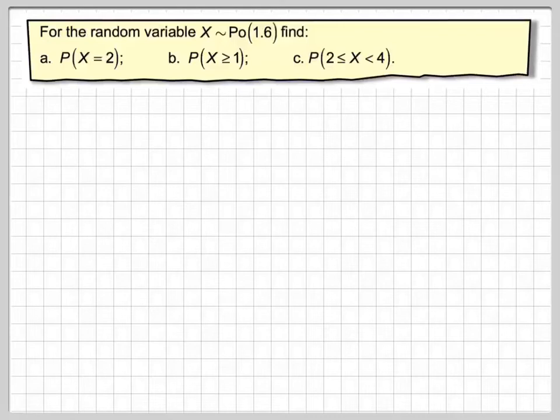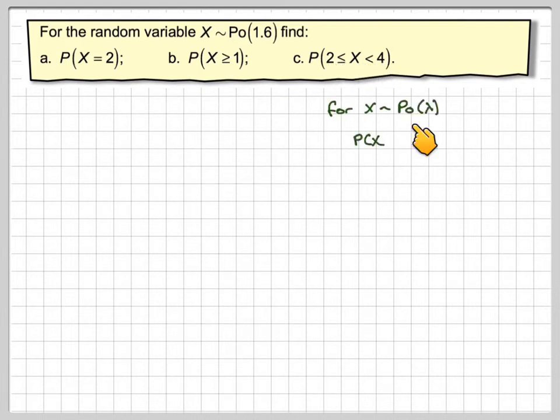Hi, in this video we're going to do some calculations using the formula for the probability density function for the Poisson distribution. So it says, for the random variable X belonging to a Poisson distribution with lambda 1.6, find the probability that X is equal to 2, the probability that X is greater than or equal to 1, and the probability that X is bigger than or equal to 2 but less than 4.